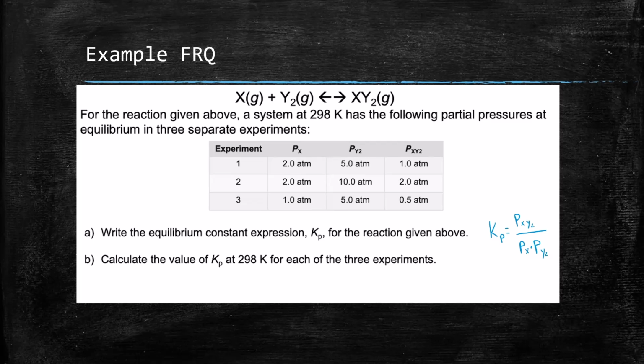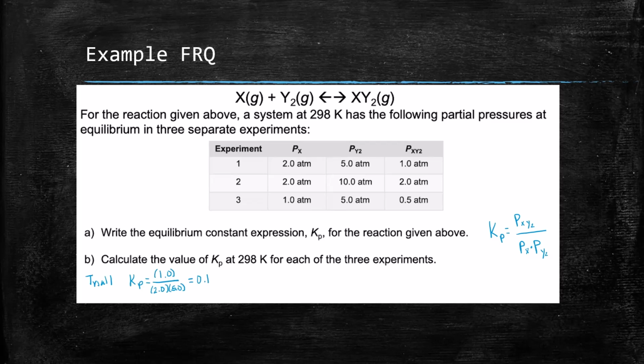Then it's asking us to calculate the value of Kp at 298 Kelvin for each of the 3 experiments. Notice the temperature is the same, so we can ignore it. And it's asking us to do it for each of the 3 experiments. So for experiment 1, you're going to plug in 2 atmospheres for P of X, 5 atmospheres for P of Y2, and 1 atmosphere for P of XY2. This is just simply a plug and calculate type of problem.